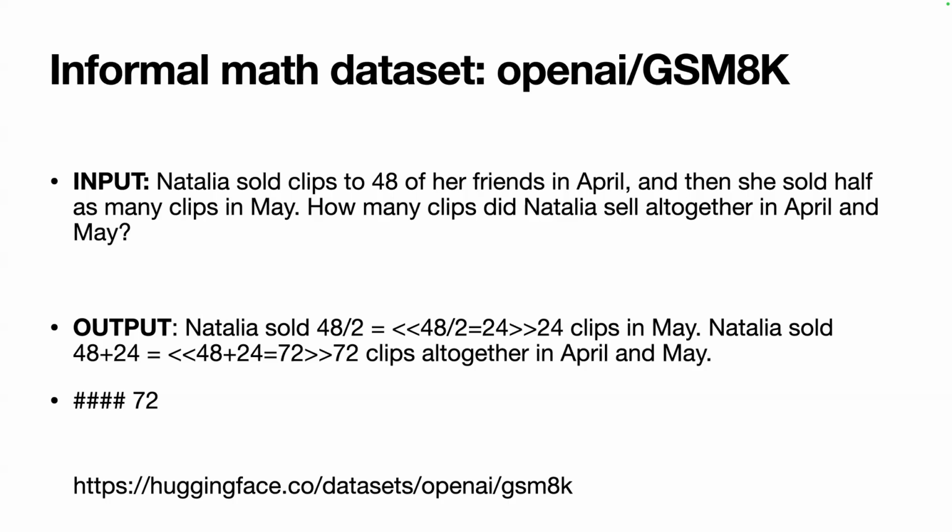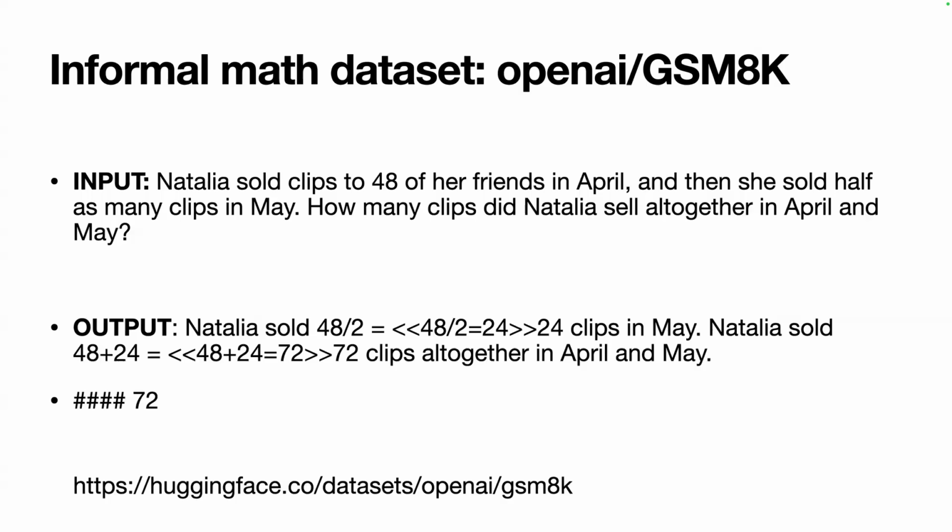So the reasoning is saying that you ask your model to output something like "Natalia sold 48 divided by 2," which will be some evaluated output. You can launch some mathematical calculator to do the calculation, which is 24 clips in May, and then Natalia sold 48 plus 22, which will be 72 clips altogether in April and May. So this is the sentence we ask ChatGPT or Llama to generate, and we call it mathematical reasoning. So the final output, so the algorithm will know the final output is 72.